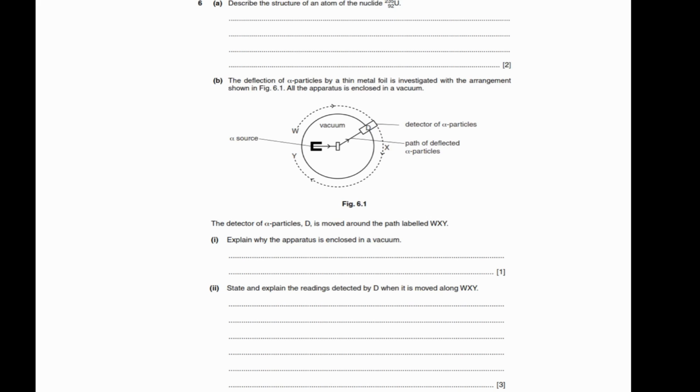So what we can say are the two major observations and the two major conclusions that we have been talking about. The first one you can say is that most of the alpha particles pass straight through undeflected. Then the next observation: a few alpha particles are deflected at an angle greater than 90 degrees. And then you write down the two conclusions. You can say that the atom is mainly empty space. The nucleus is very small compared to the atom. The nucleus is positively charged, and most of the mass of the atom is concentrated in the nucleus.